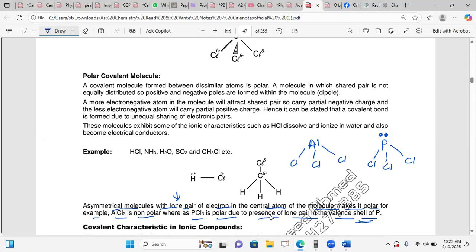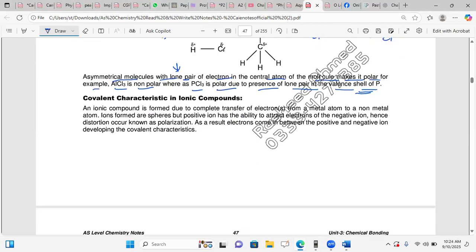And this lone pair is responsible for attracting the shared pair of electrons more strongly towards its nucleus, which is responsible for showing the partial positive and partial negative charges. In solution, polar covalent molecules which are soluble in water show characters similar to ionic compounds.